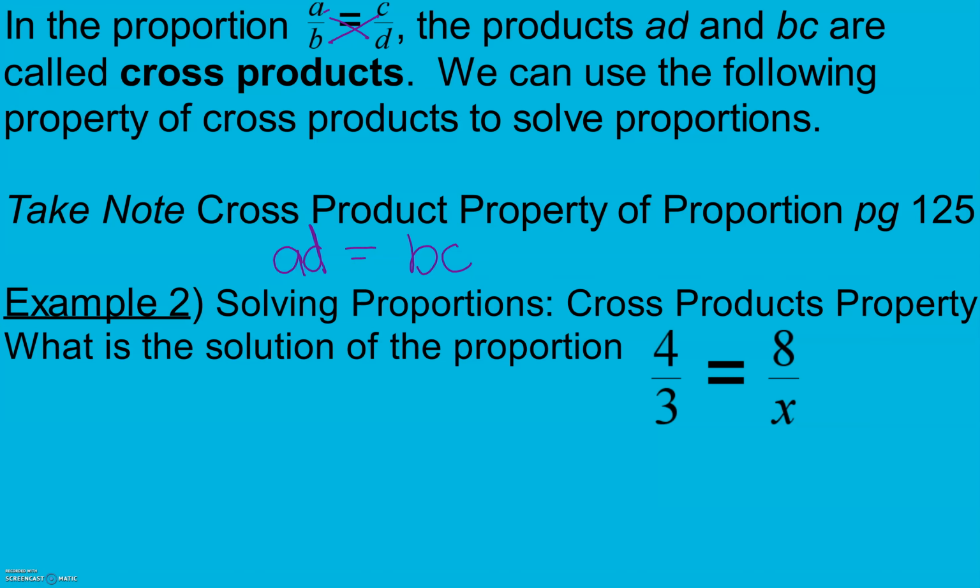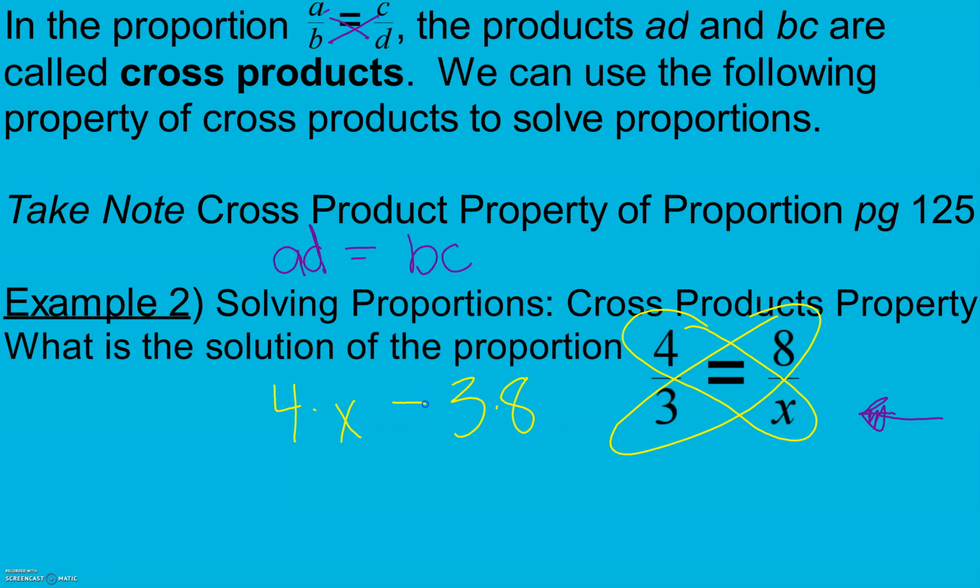So that lets us solve proportions when our variable's in the denominator, because here we can't just figure out, okay, what's happening to our variable. It's not as easy. We have to get rid of our fractions. And in order to do that, we can use cross products. So what this is telling us is that I can take my two cross products, 4 times x and 3 times 8, and set them equal to each other.